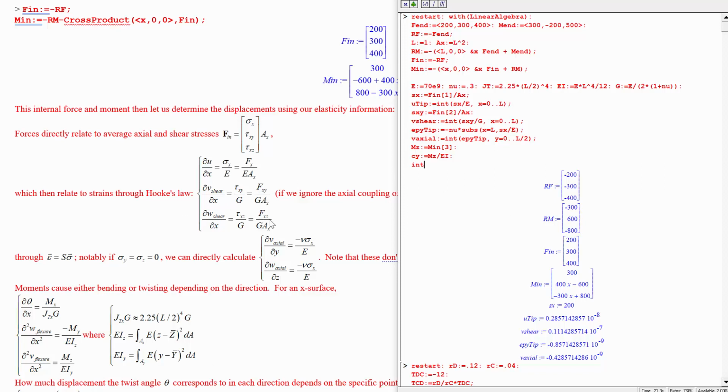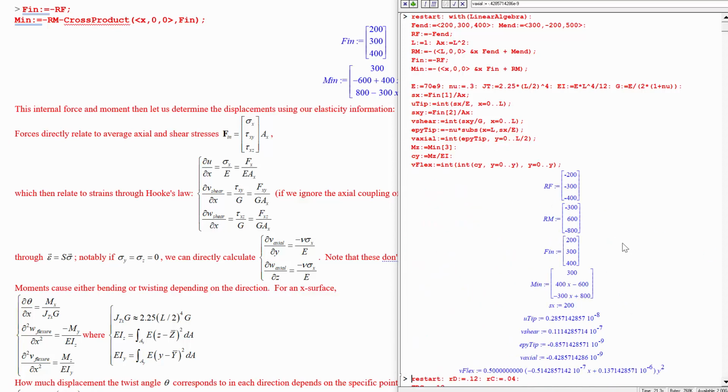So in this case, we're able to just do two integrals and say V flexure at the tip will be equal to the integral of cy from y is 0. Actually, hold on, one step at a time. V flexure is the integral of this, y is 0 to y, and then y is 0 to y. And then we're going to substitute in y is y tip to figure out what this is at the end.